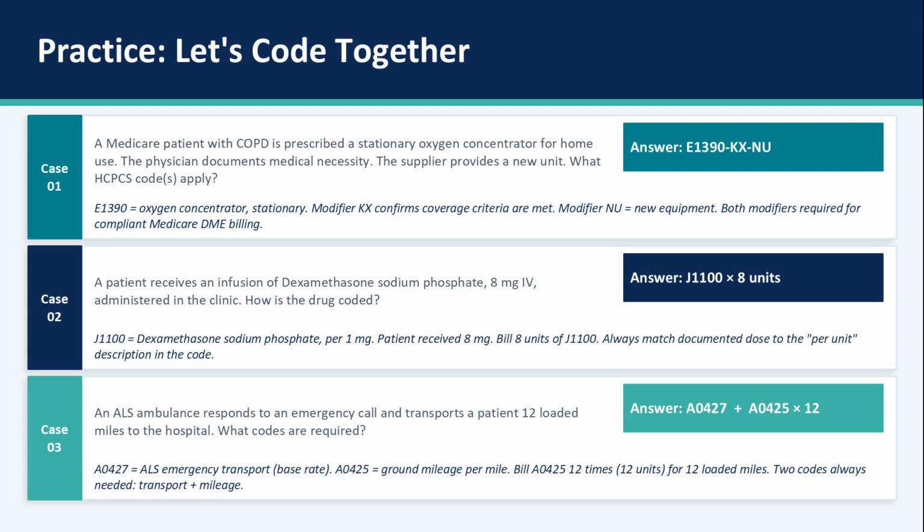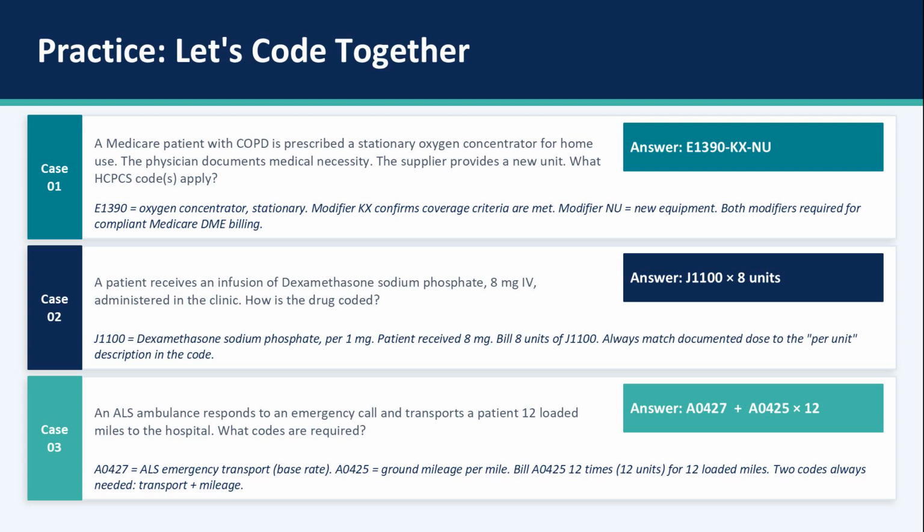Case 2. A patient receives 8 milligrams of dexamethasone sodium phosphate by IV infusion in the clinic. We look up dexamethasone, that's J-O-N-N. But we need to check the unit description. J-100 is per 1 use. The patient received 8 mg. So, we bill 8 units of J-100. That's it. No modifiers needed for the drug code itself, though there would be a separate infusion administration code from the CPT section.